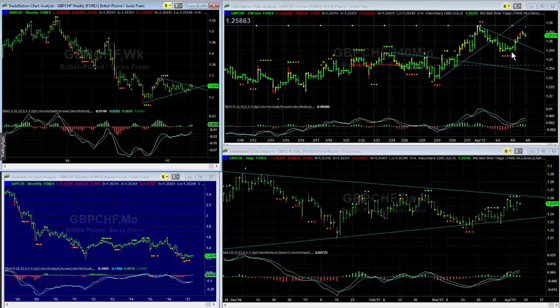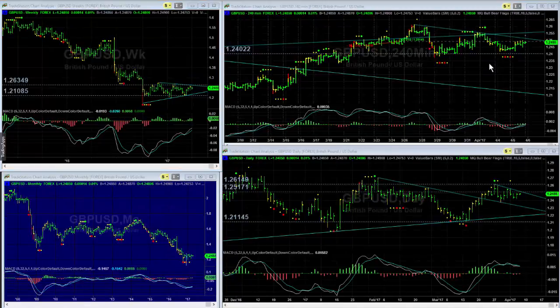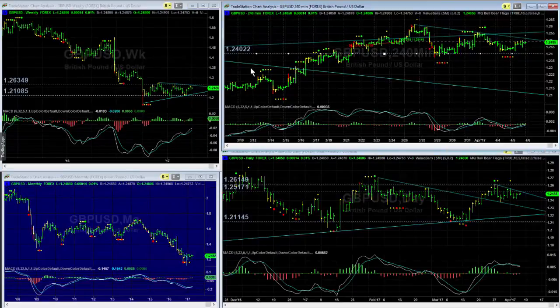So we can see we're in a pennant on several of the charts here, and we want to see that movement higher. And finally, in the pound dollar, it looks like we might have a little bit of a head and shoulders pattern forming here. Now we haven't completed the right shoulder yet, but if we do see this pattern here, we might be able to see a drop down through the neckline. Now the neckline's a little bit slanted here, but the lower part of it is about 1.24022.